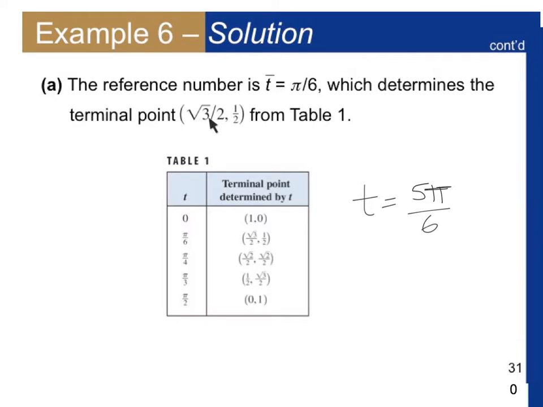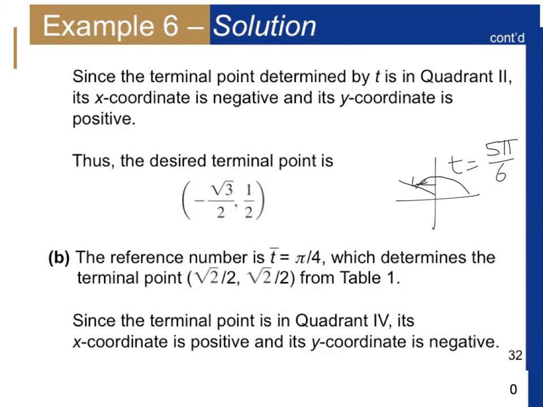So we're going to use those numbers, but we're going to figure out which signs we use. In other words, we're going to use square root of 3 over 2 and 1/2, but we have to figure out plus or minus. Since t equals 5 pi over 6 took us into the second quadrant, the x-coordinate is negative and the y-coordinate is positive. So we're going to use minus square root of 3 over 2 and plus 1/2. We're using square root of 3 over 2 and 1/2, but we change the x to negative because we're in quadrant 2.